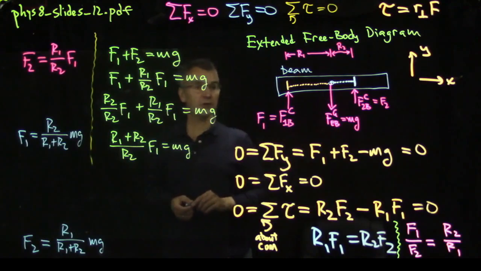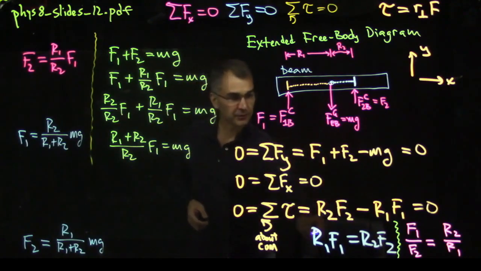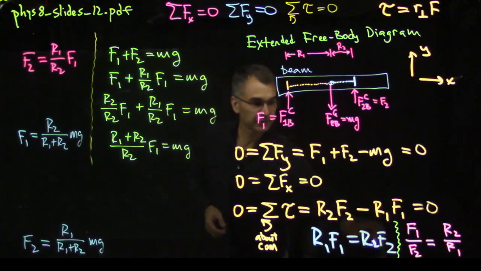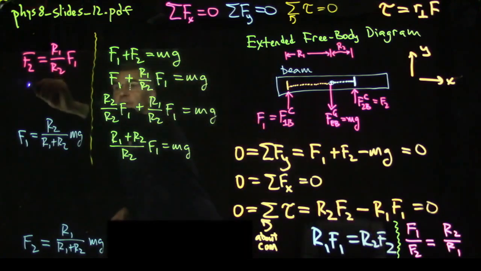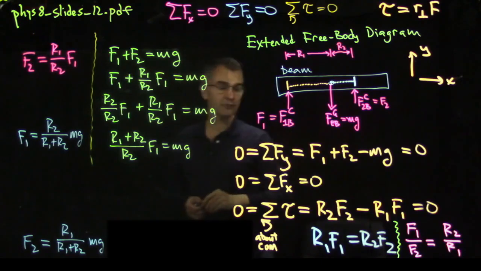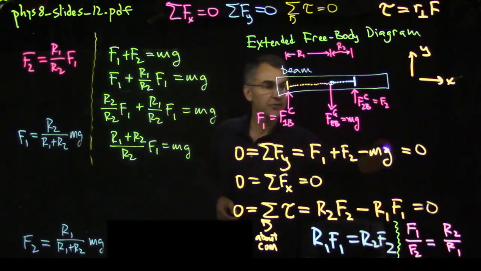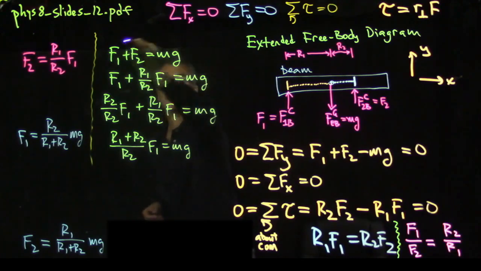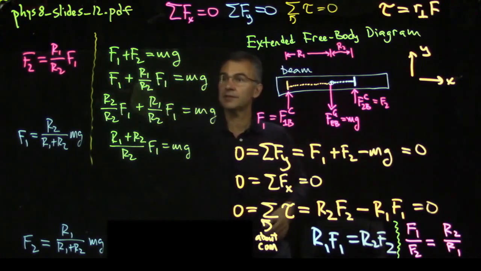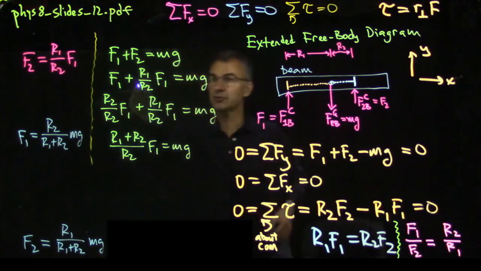To solve this all the way through, we can take this second equation and solve it for F2 so that we can eliminate F2. So that gives us F2 is R1 over R2 times F1. Then we can take this equation and put mg on the right hand side. We get F1 plus F2 equals mg. Then here's F1. We can substitute our value for F2 over here.